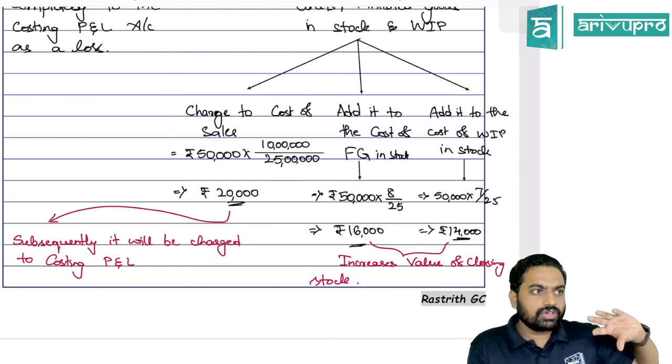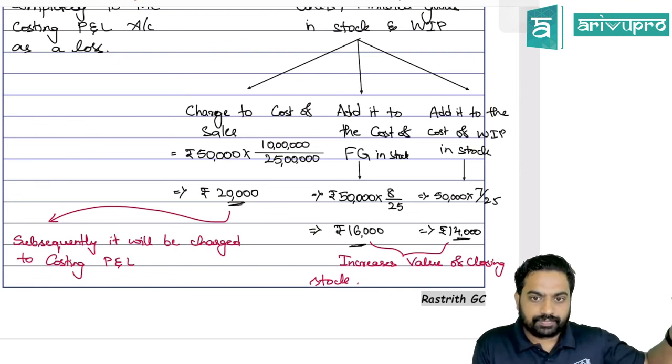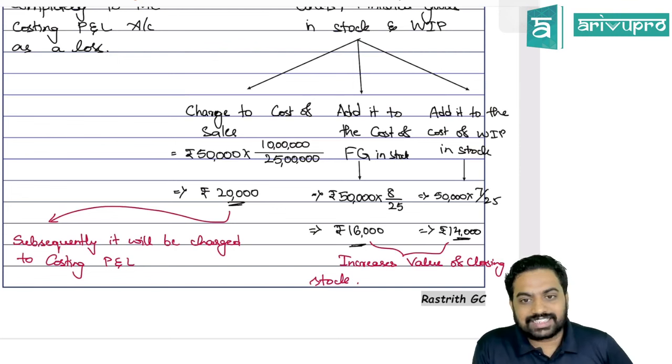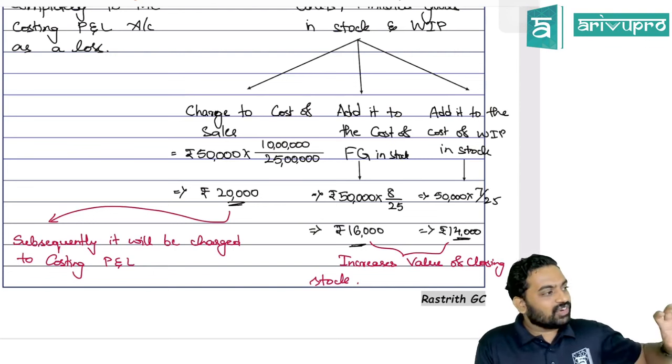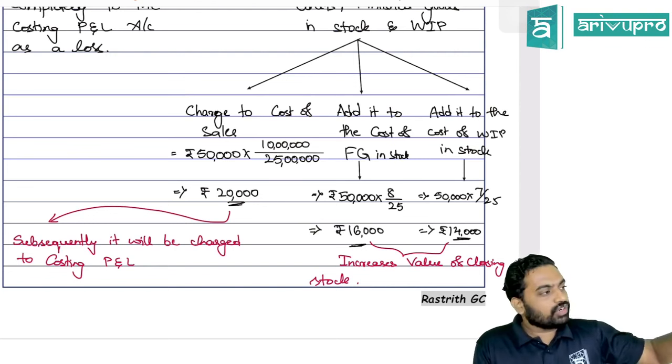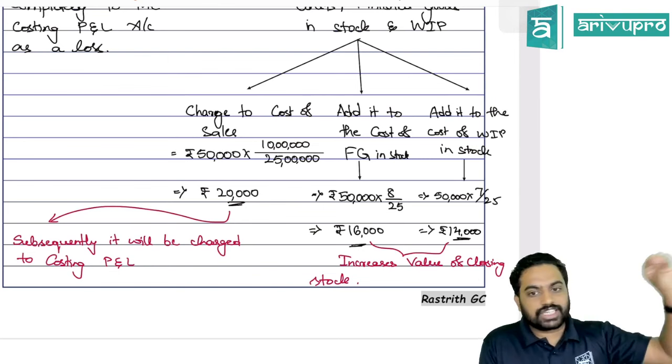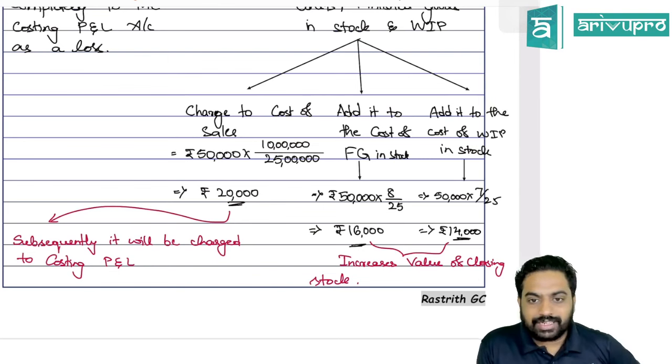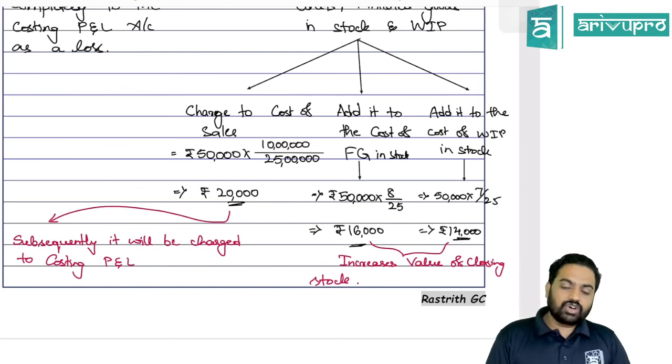We are going to apportion it. That thing is called apportionment. That is, we are going to divide it and add it to the cost of such department. That thing is called allocation.